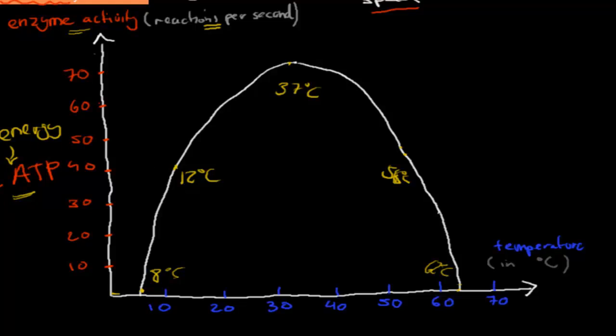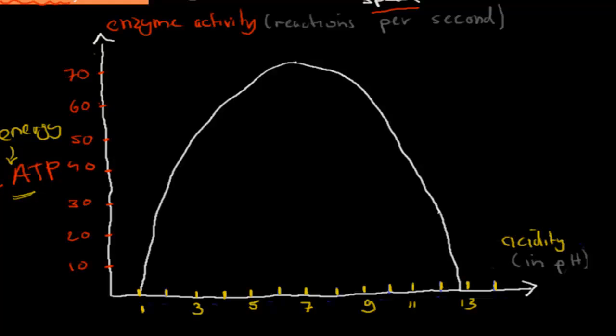So that's with temperature. But the same thing with pH. So here you would have your enzyme activity on the one side, and you have your acidity or your pH on the other side. And if this were, for example, an enzyme in our small intestine or in our blood, then its ideal optimum condition would be at about 7 pH. And that would be here.